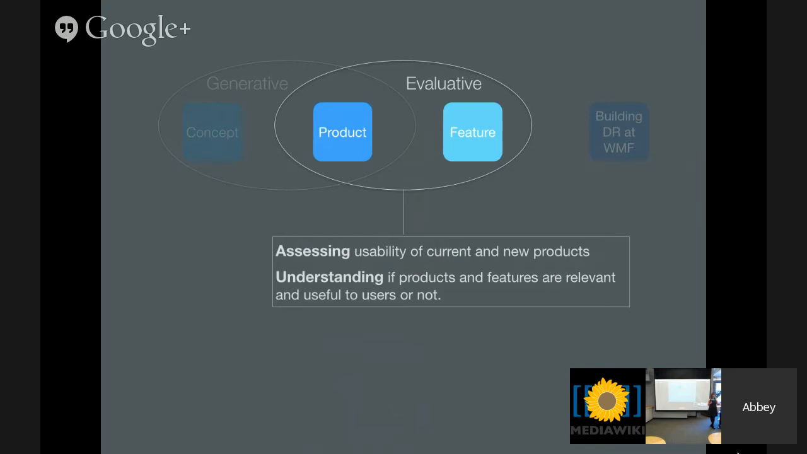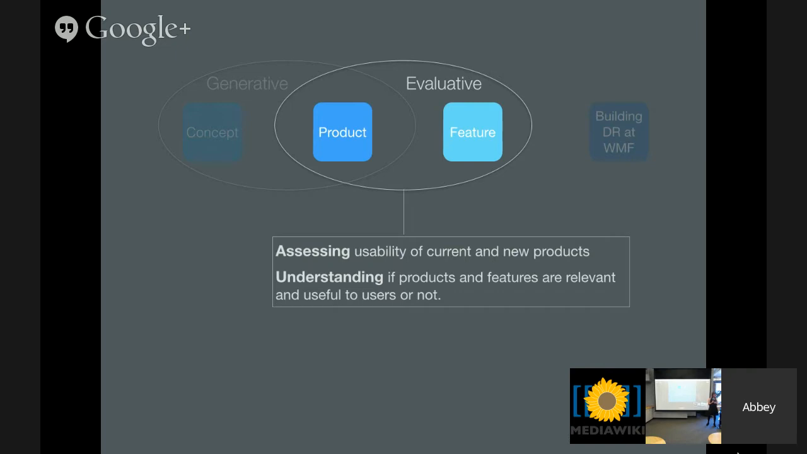So then the evaluative type of research, once you have a concept or an idea for a product. I look at a high-level concept or an idea for a product like an editing tool or something, you can evaluate that. So you put that in front of people, you assess if that concept works for people. Is that going to solve their problems? Is that going to help them accomplish their goals? And does it work with their motivations?